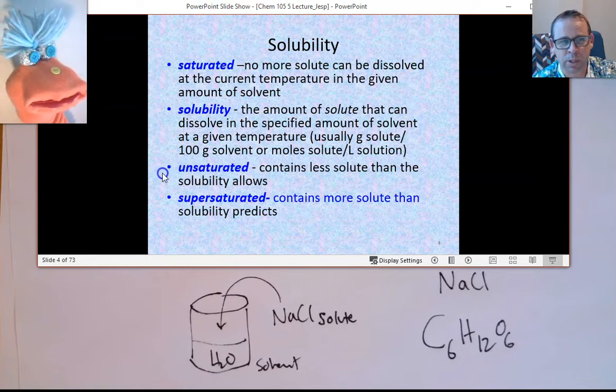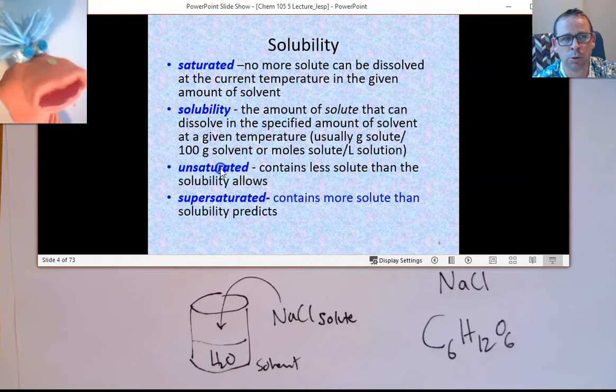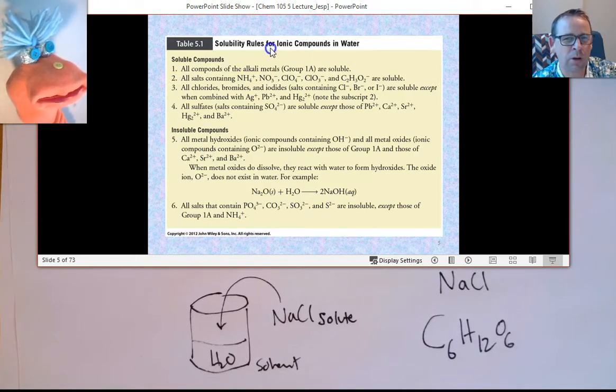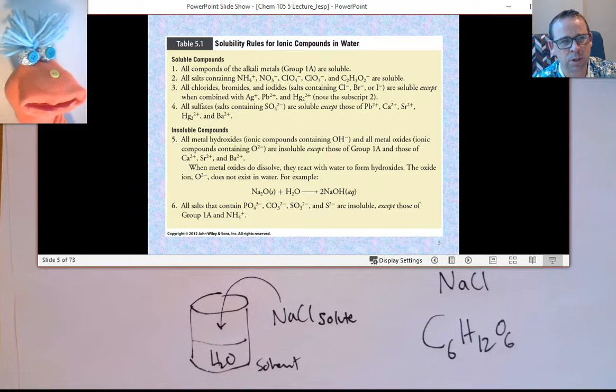So unsaturated, right? That's another word that we can probably understand now, right? It means that it's not what? Not concentrated. You can dissolve more. Very good. Excellent. Now, the solubility rules are available to us to let us know what kind of ionic compounds are soluble. Because as I said, not all ionic compounds are soluble.